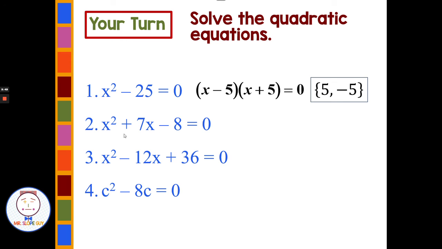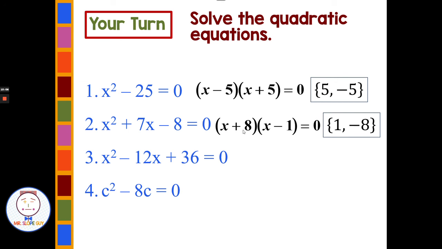Next one is in descending order equal to 0 already that I'm looking to factor. This one looks like no GCF, not a perfect square trinomial. I'm looking for numbers that multiply to -8 and add up to +7. So I could factor that as x plus 8 times x minus 1. They multiply to -8, add up to +7. So the value that would make this equal 0 is if x were -8, and the value that would make this 0 is if x were 1.